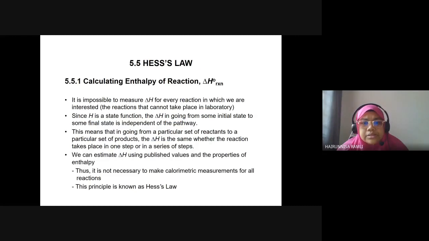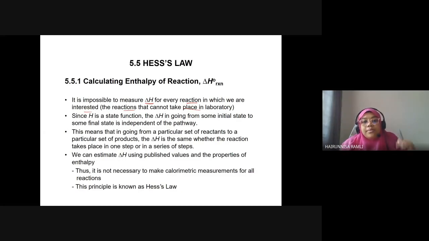Okay? So, kalau kita ceritalah sebenarnya kat sini, it is impossible to measure delta H for every reaction in which we are interested. So the reaction cannot take place in laboratory. So basically macam saya cakap tadi lah, tak logik kalau setiap reaction yang you nak campur ni, dapat produk apa, you nak kira delta H. It's impossible, tak logik, because maknanya you have to prepare many calorimeters. Calorimeter you kena pakai banyak untuk you just to measure the delta H. But sometimes the reaction cannot take place in the lab.